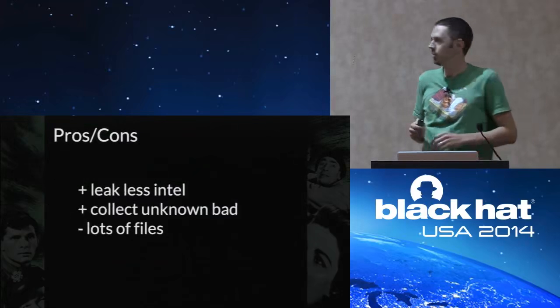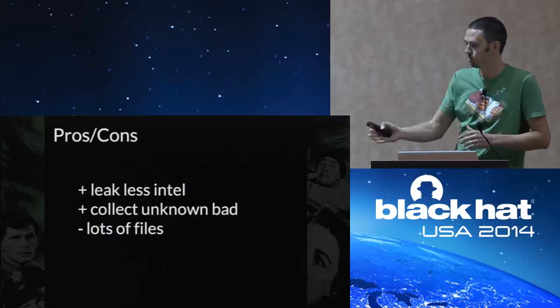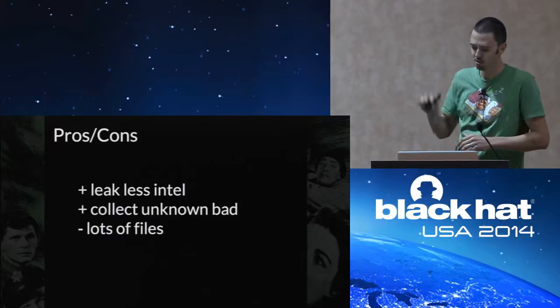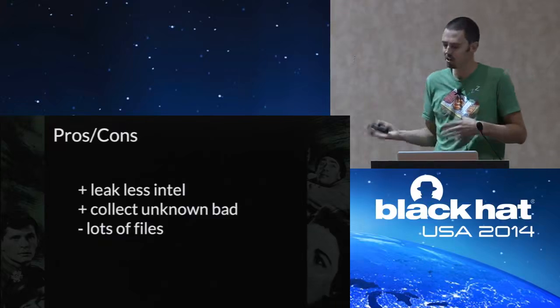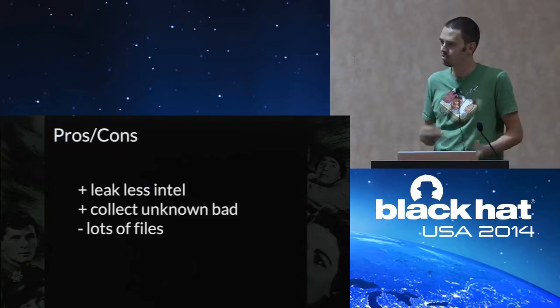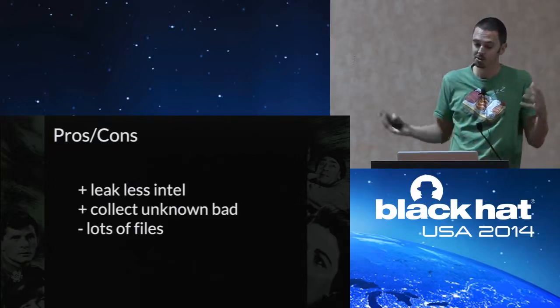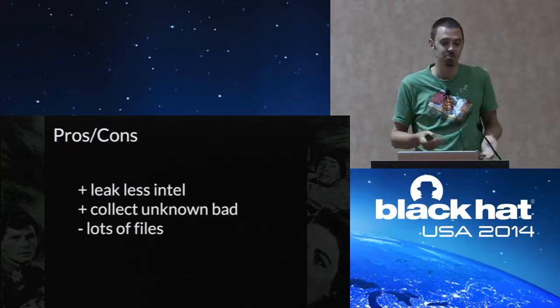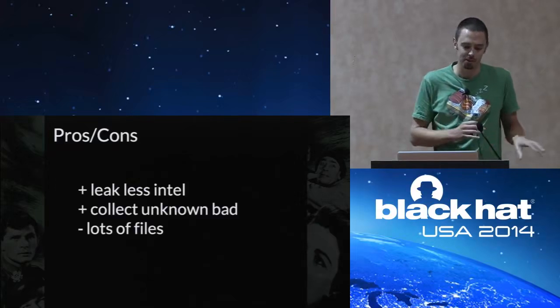So the advantages are that we leak a lot less intel. Every time we tell GRR to go collect a very specific file path or a registry key or whatever, then if that machine is compromised, we potentially leak that information to the attacker. So now maybe they know we're after them. If we can just collect a whole bunch of stuff fairly regularly, there's much less intelligence exposed.